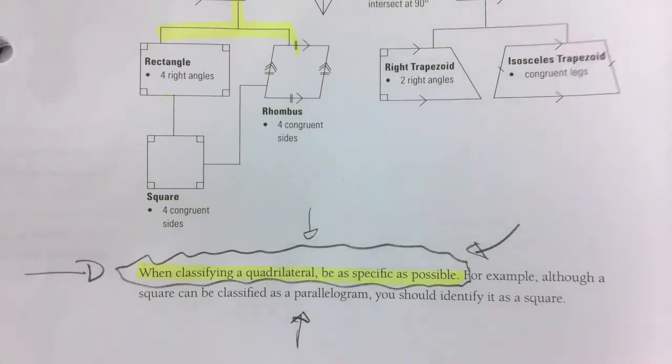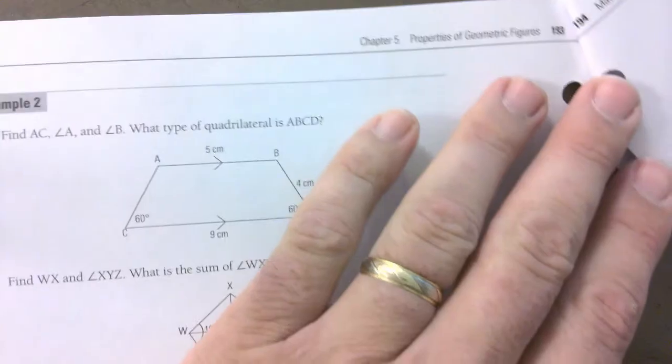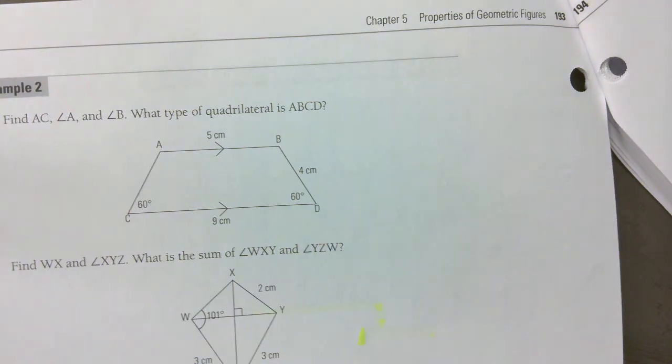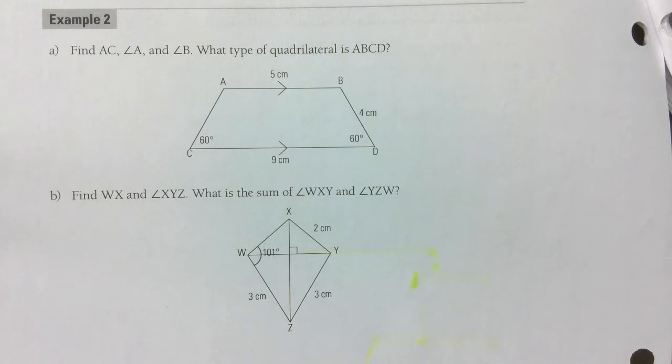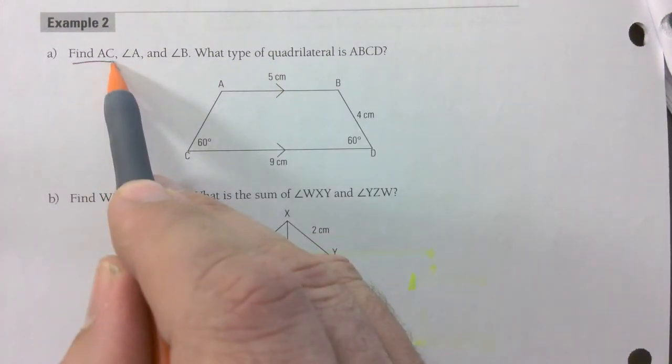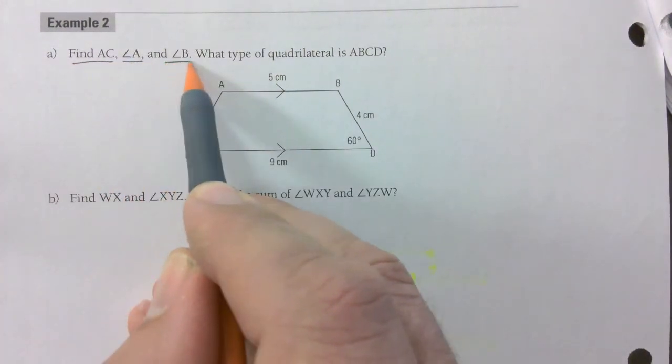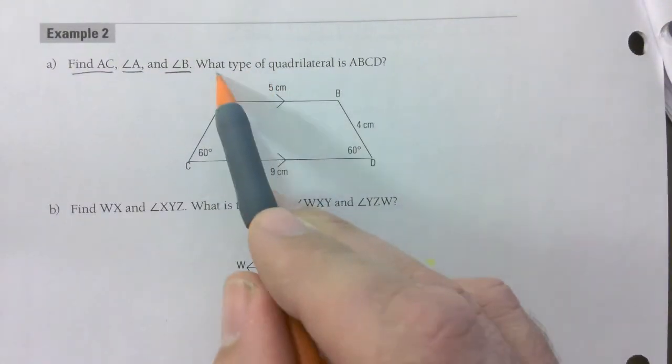Okay, let's keep going. Let's do some. Again, there's not going to be a lot of heavy math. It's going to be a lot of basing your knowledge of the shapes and whatnot. So this is on page 193. Okay, find AC, angle A, and angle B, and also what type of quadrilateral.